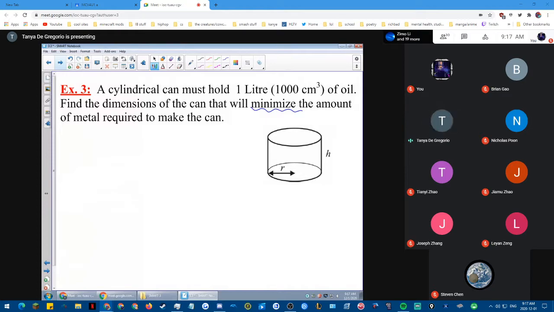A cylindrical can must hold 1 liter, which is 1,000 centimeters cubed, of oil. Find the dimensions of the can that will minimize the amount of metal required to make the can. What are we taking the derivative of? Yes, you got it. We want to minimize surface area, right? How much metal you're using to make the can. That's surface area. So first derivative of surface area, and then you set it equal to 0. All right, so that means we need the equation for surface area.